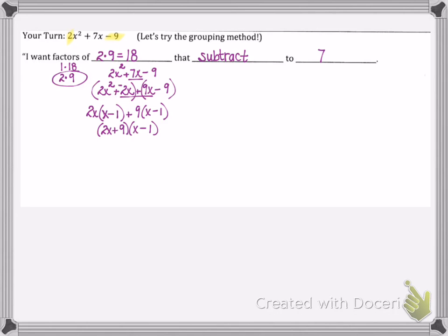Okay, I actually had a mistake in my work. This should have been a negative, so make sure that you have got that as a negative 2x. That would make it an x minus 1 that matches. So final factored form would be this 2x plus 9 times x minus 1.